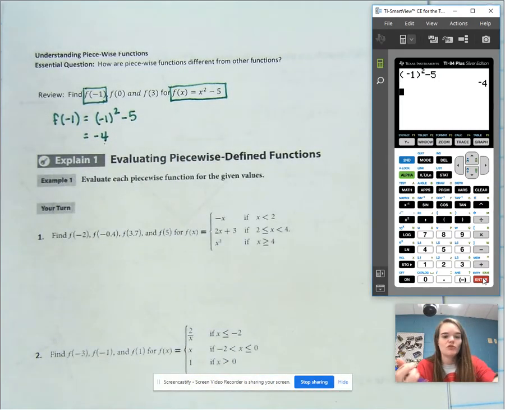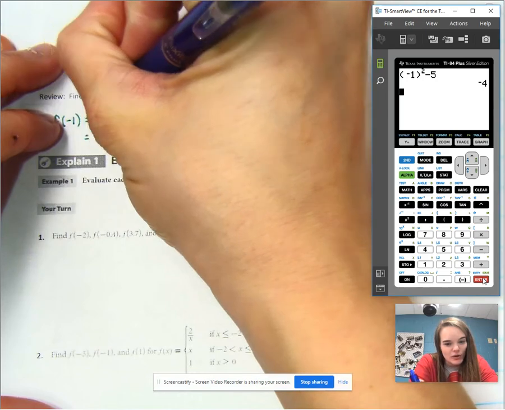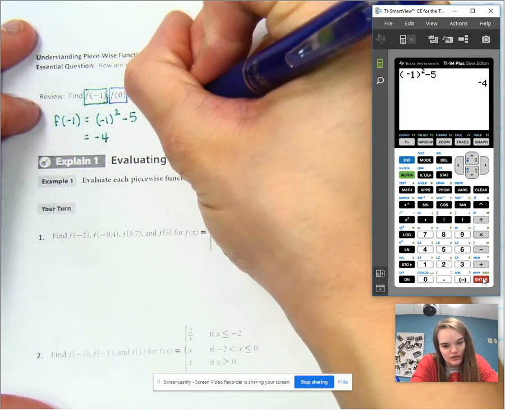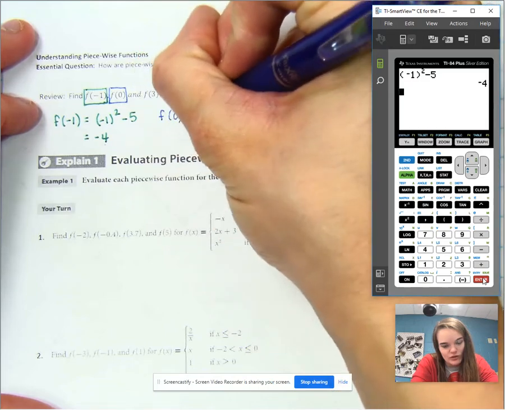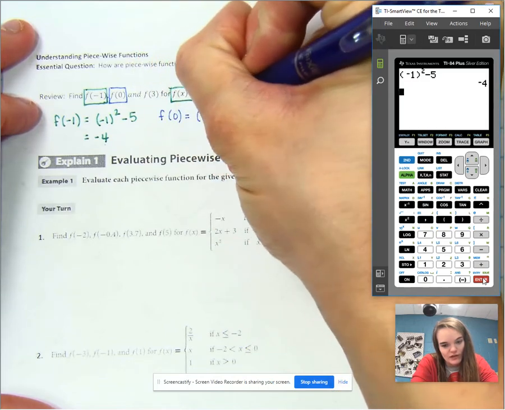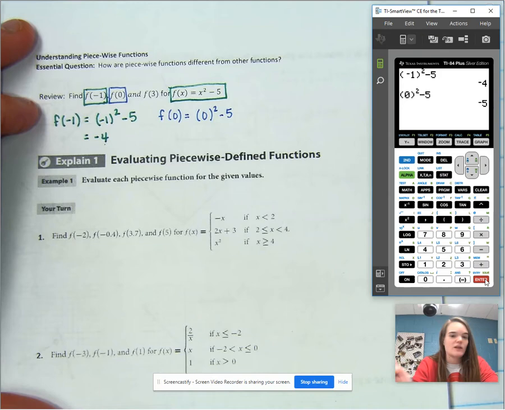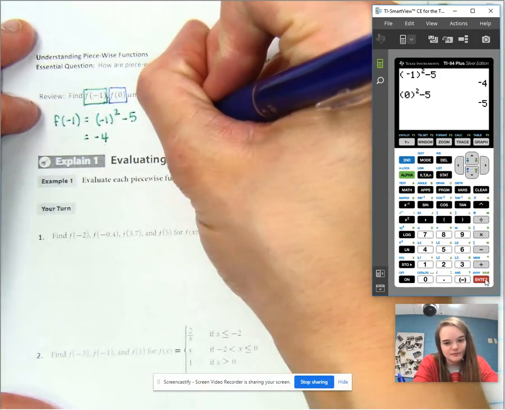We're going to plug in for 0. We're doing this as a quick review because we're going to do it with piecewise functions next. F of 0 equals 0 squared minus 5. Now, it's very possible you know the answer to this without actually typing it in. That's fine. You don't have to type it in if you can do it in your head without it. Okay, that gives us negative 5.